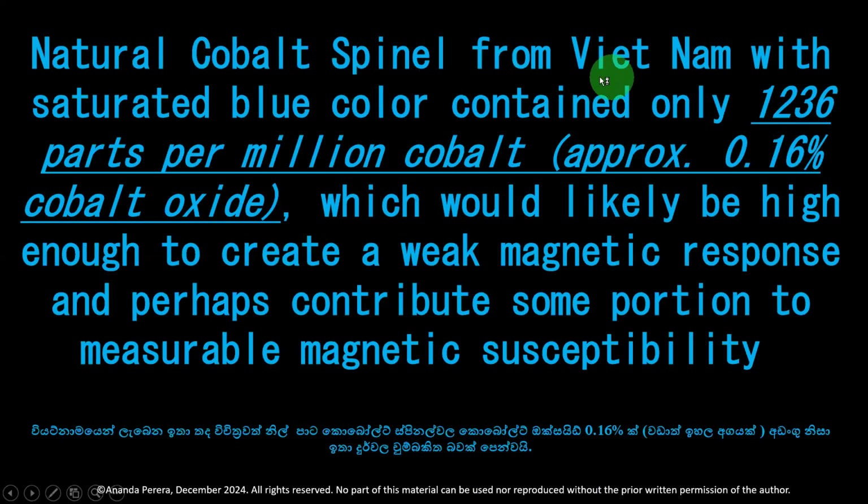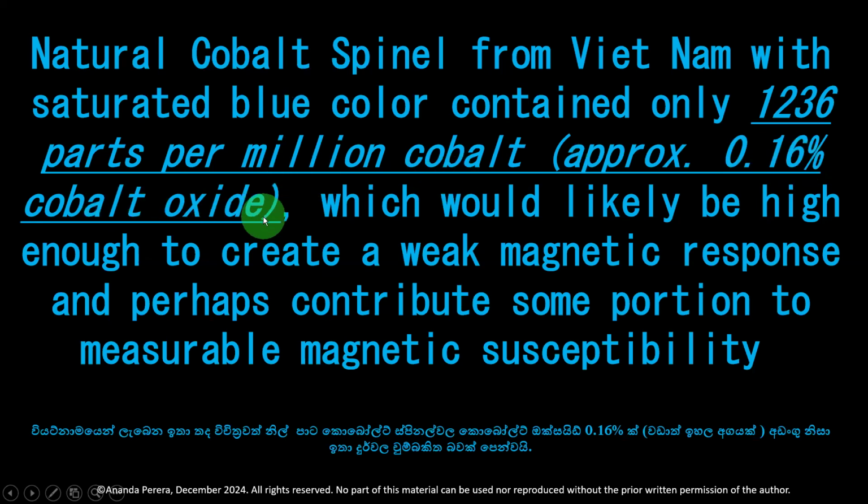Natural cobalt spinel from Vietnam with saturated blue color contained only 1236 parts per million cobalt. This is the scientific analysis: 1236 parts per million cobalt inside the natural cobalt spinel. That means as a percentage 0.16%.